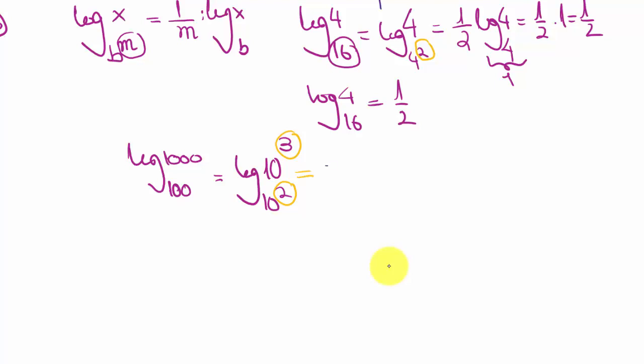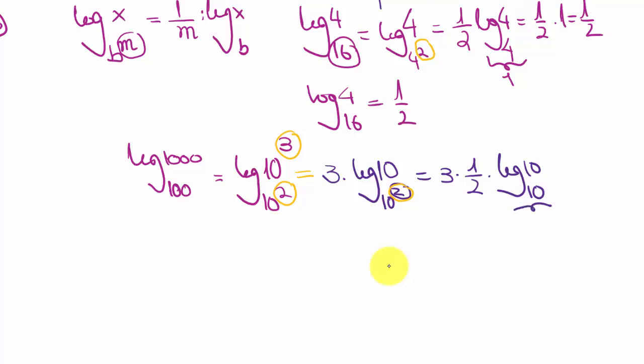First, let's move the 3 to the front. 3 remains the same, and here again it is 10 squared. Now, let's move this 2 to the front. What comes out is equal to 3. Now you know when we move this 2 from the base, we reverse it: 1/2 times the log base 10 of 10. Now from the first property, we know that this is 1. As a result, this is equal to 3 times 1/2 times 1, which is 3/2.